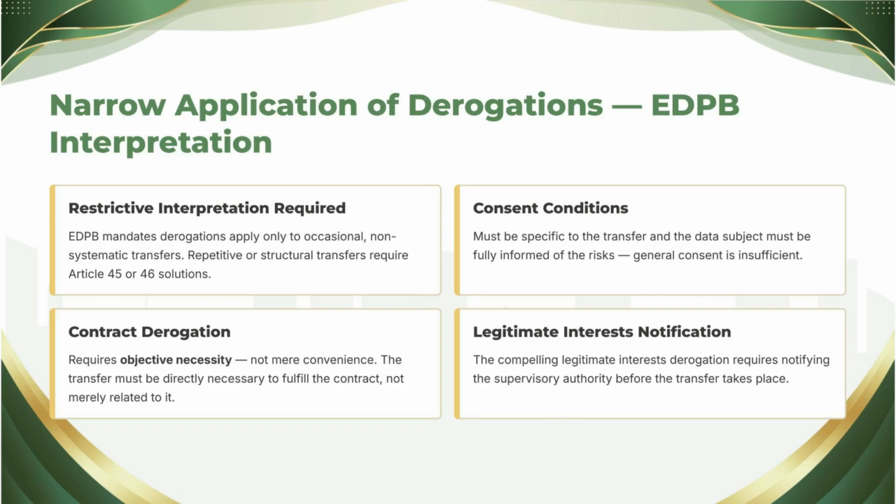Contract necessity gets the same discipline plus an extra fence. The test is objective necessity, a direct and essential link between the transfer and the contract's performance. Booking data to the Tokyo hotel, necessary. Customer data to a foreign analytics platform because insights improve service, not necessary. That's preference wearing necessity's clothes. The extra fence, the EDPB reads this derogation as available only for occasional transfers. Systematic, repetitive flows exceed it even when each transfer connects to a contract.